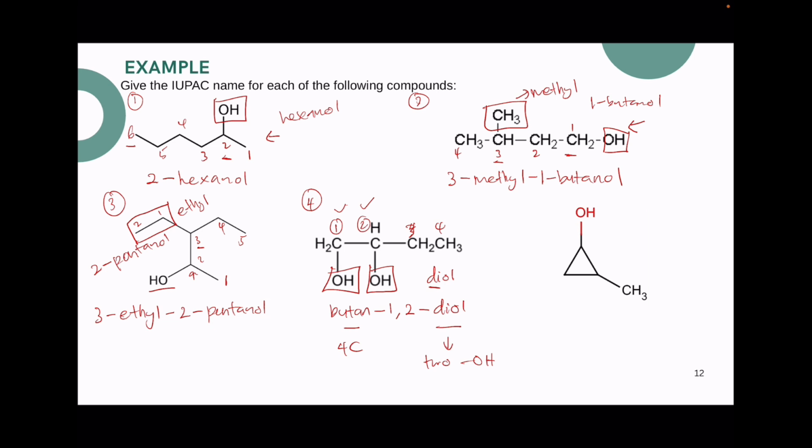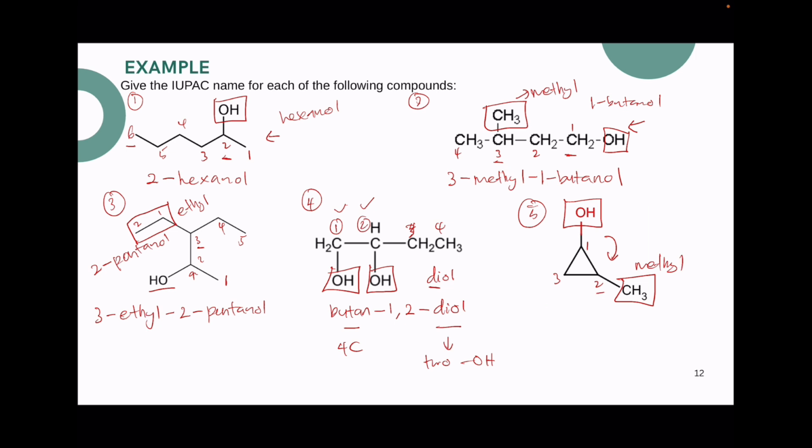The last example contains a cyclic ring. So, hydroxyl in a cyclic ring. For this compound, the OH automatically attaches to the first carbon, and then you need to find the route that will give the lowest numbers for the substituents. So we will use the clockwise direction, number 1, number 2, and number 3. This means the methyl group is attached at carbon number 2.